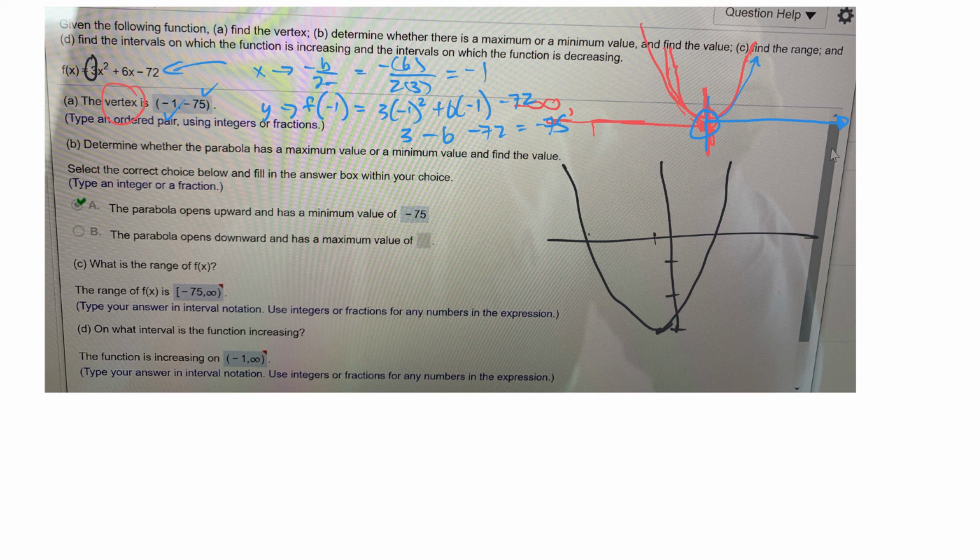If we wanted to try and factor, we could figure out the x-intercepts. I could figure out the y-intercept right now. It's just that last number, right? Negative 72. So 0, negative 72 would be the y-intercept. But the information I'm wanting to know is I have this vertex, so it's negative 1 and negative 75. So how does that relate to my intervals?